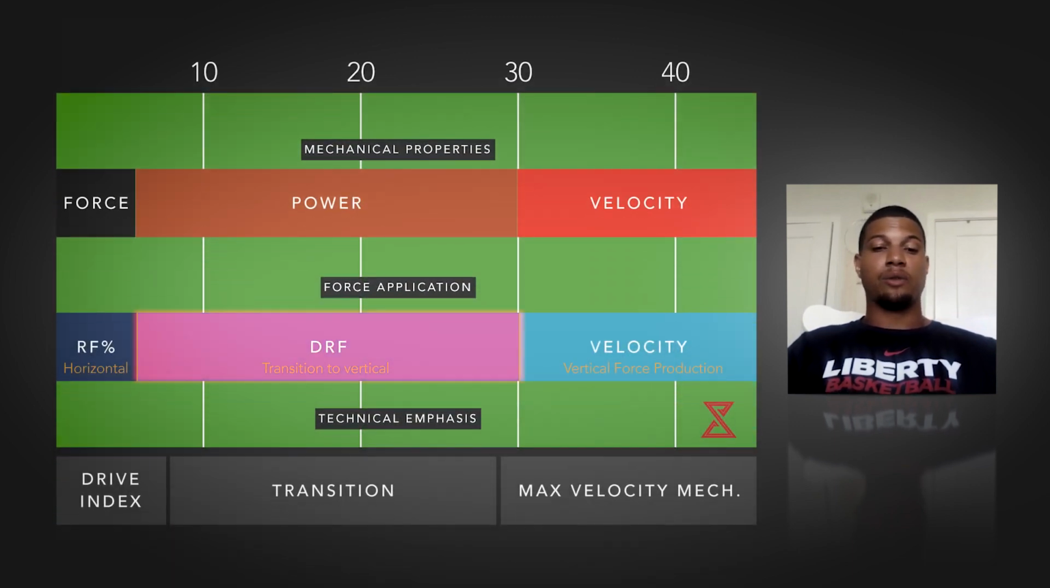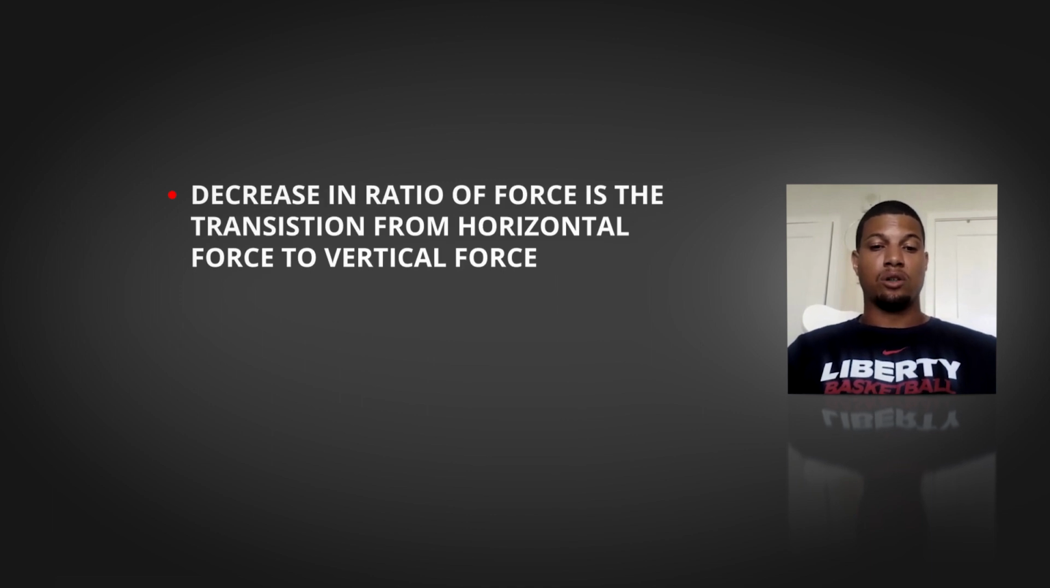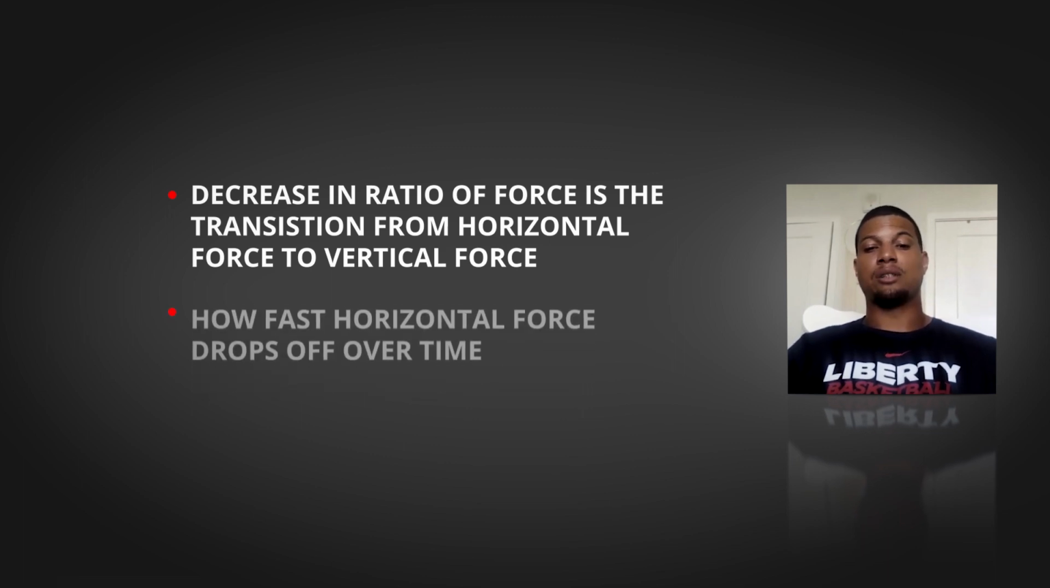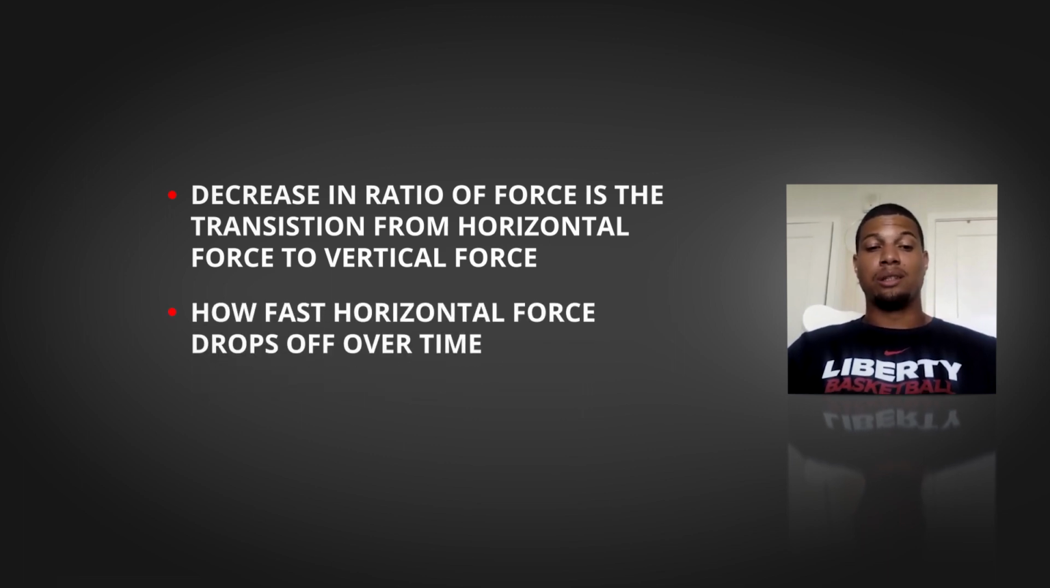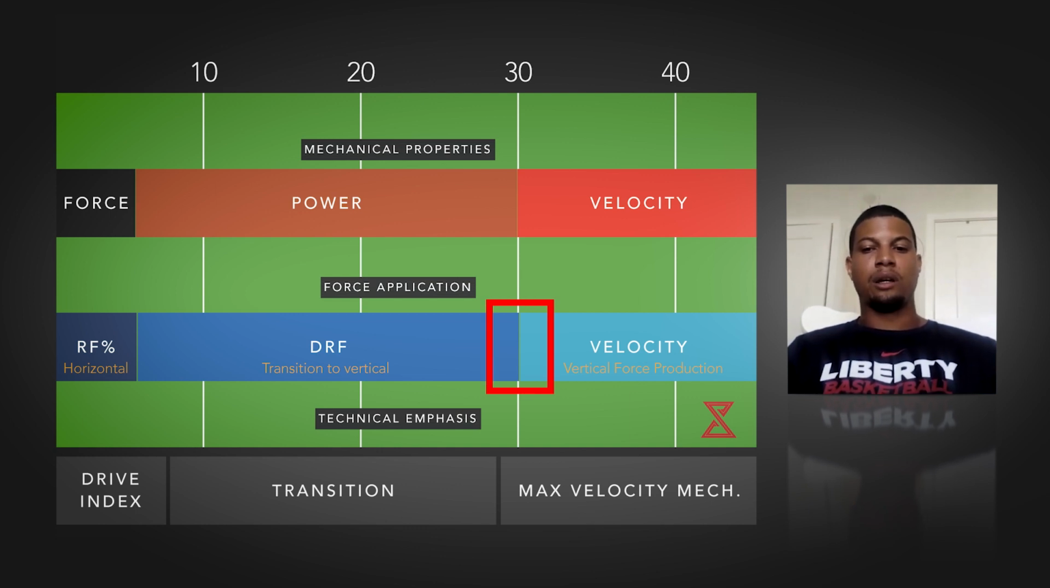Then we look at DRF, which is the decrease in ratio of force as velocity increases. So as we go from horizontal transitioning to vertical, how fast does that force, that vector force, which is horizontal, how fast does that drop off over time? So we want to see that stay high enough to continue to accelerate up to velocity, because as soon as the velocity is reached, the athlete has primarily vertical force into the ground. So you see right here, I modeled this one at 30. The athlete hits their peak velocity around 30 here, and their vertical force production is really the dominant case here.